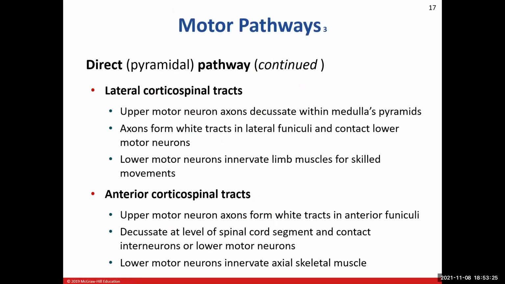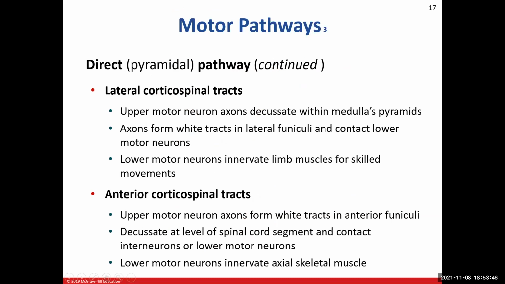Okay, so when we're talking about our direct pathway, there's two tracts specifically that we need to discuss. One is the lateral corticospinal tract, and the other is the anterior corticospinal tract. I'll go over the lateral first, walk you through the picture, and then we'll come back and do the anterior.